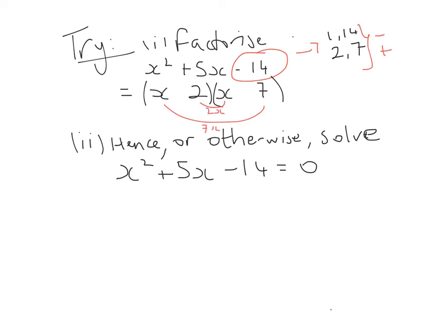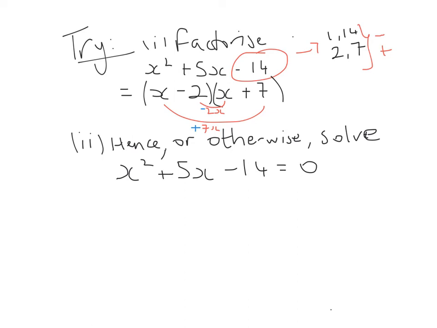So we need to think which one of those has to be a plus and which one has to be a minus in order for it to give me plus 5. That means that the bigger number has to be the plus, so it's plus 7x and minus 2x. And then you follow your smiley faces around to figure out which number has to be the minus. So the 2 is going to be the minus and the 7 is going to be the plus. And that's the answer for part 1.